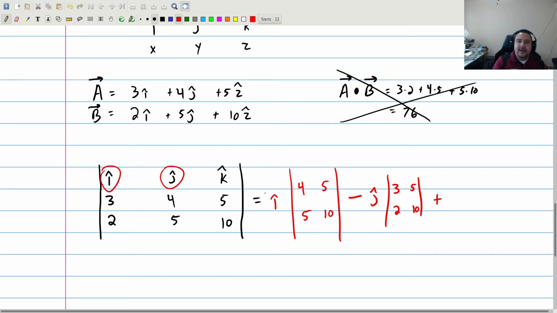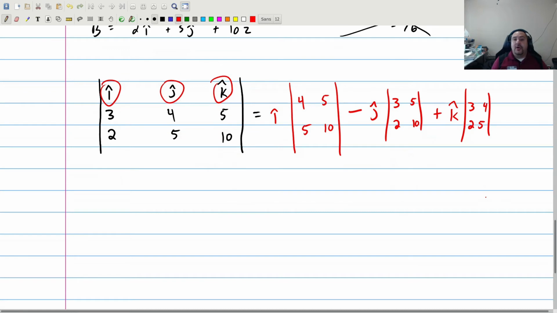Plus, well, now we're going to go on to the third one. It's k hat. We're going to eliminate this and this. And you can see we have 3, 4, 2, and 5. k hat times the determinant of 3, 4, 2, 5.